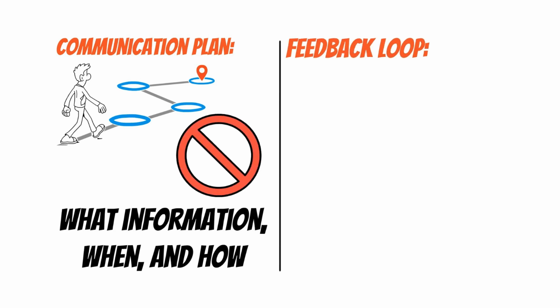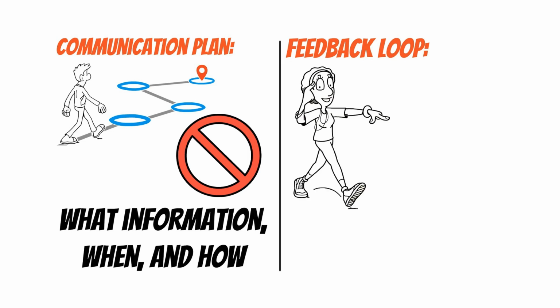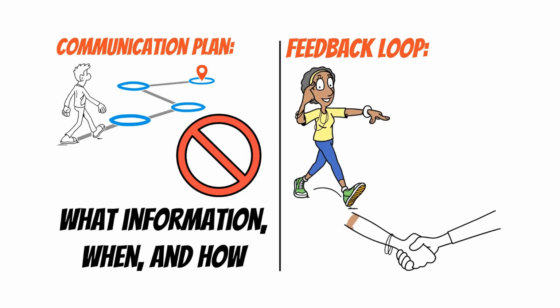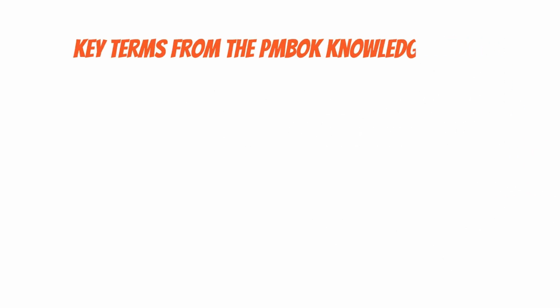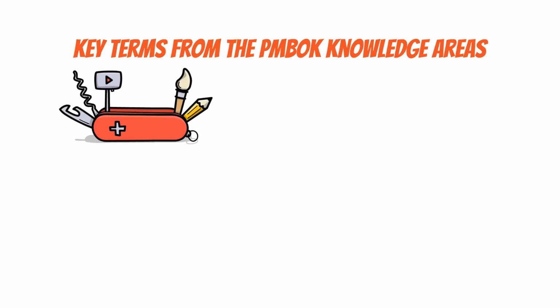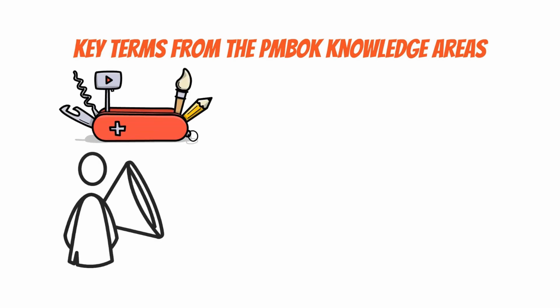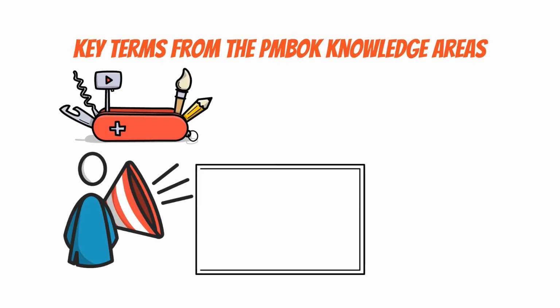And there is also feedback loop, the process of getting and using input to improve the project. It's how you keep the conversation going. And there you have it, some key terms from the PMBOK knowledge areas decoded. These terms aren't just buzzwords. They're tools to help you speak the universal language of project management.